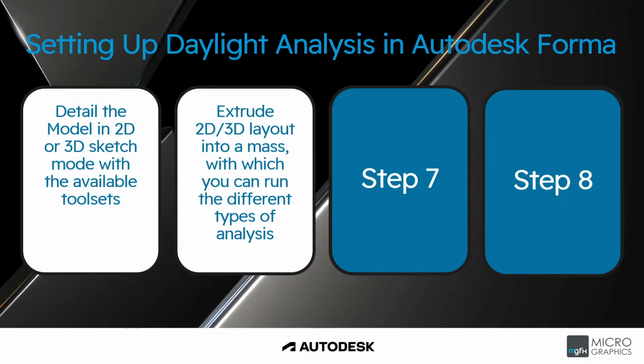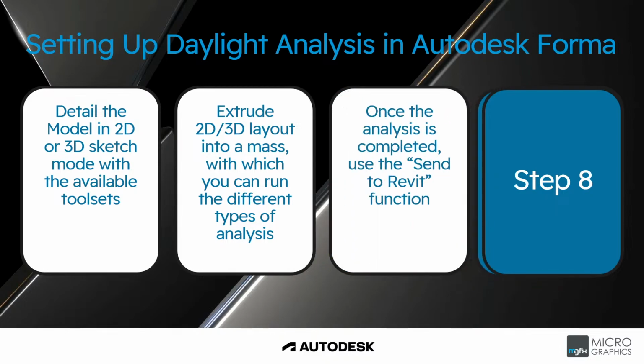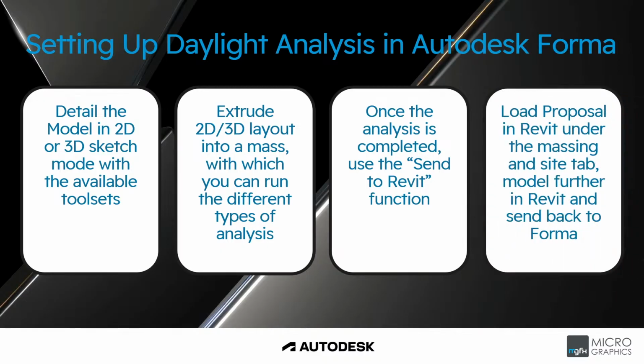Step 6. Once you have created your base layer and the 3D extruded mass, the options are there to compare analysis results. When the satisfactory analysis is completed, you can send the mass to Revit with the Revit add-in extension from Forma. Step 8. Load your proposal in Revit under the Massing and Site tab in Revit and send the Revit model back to Forma for further analysis after you've made some changes.